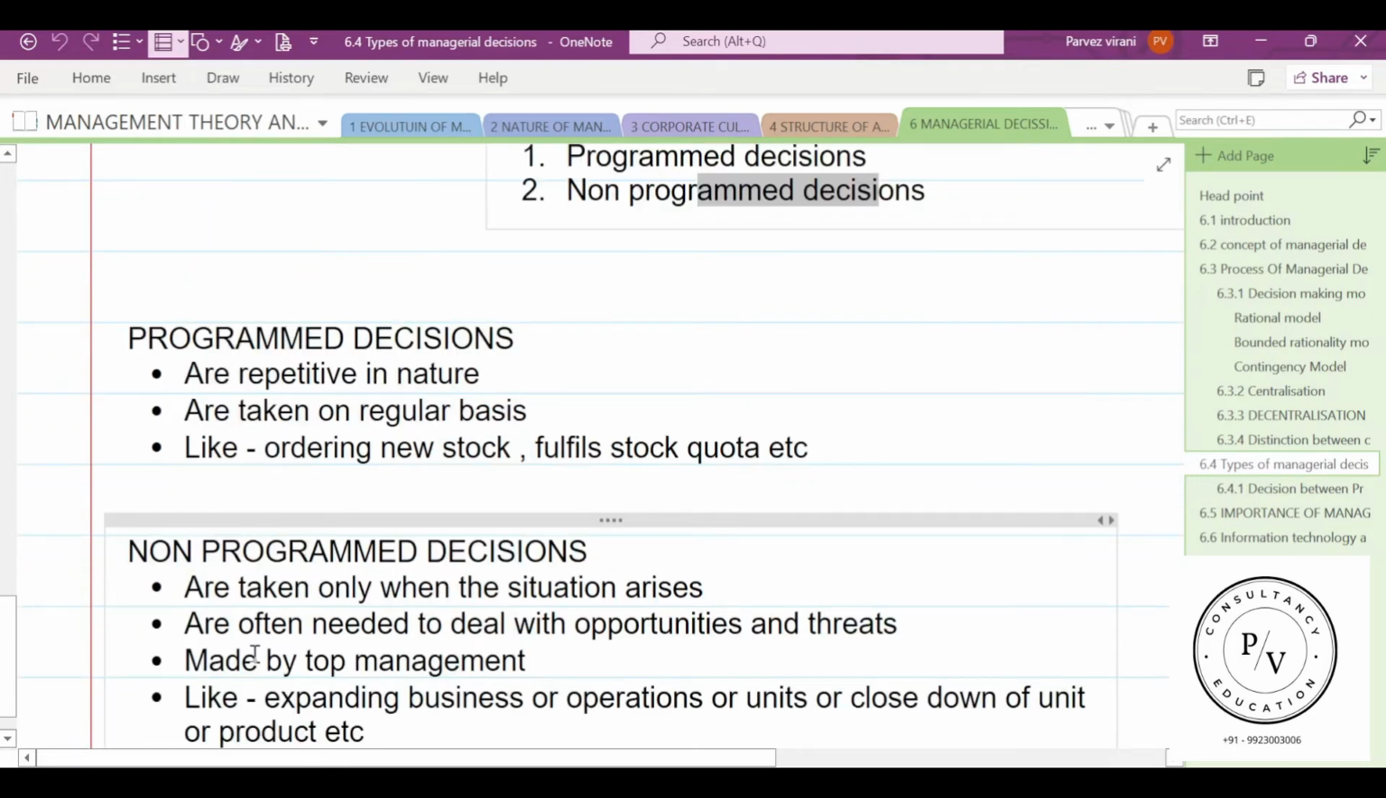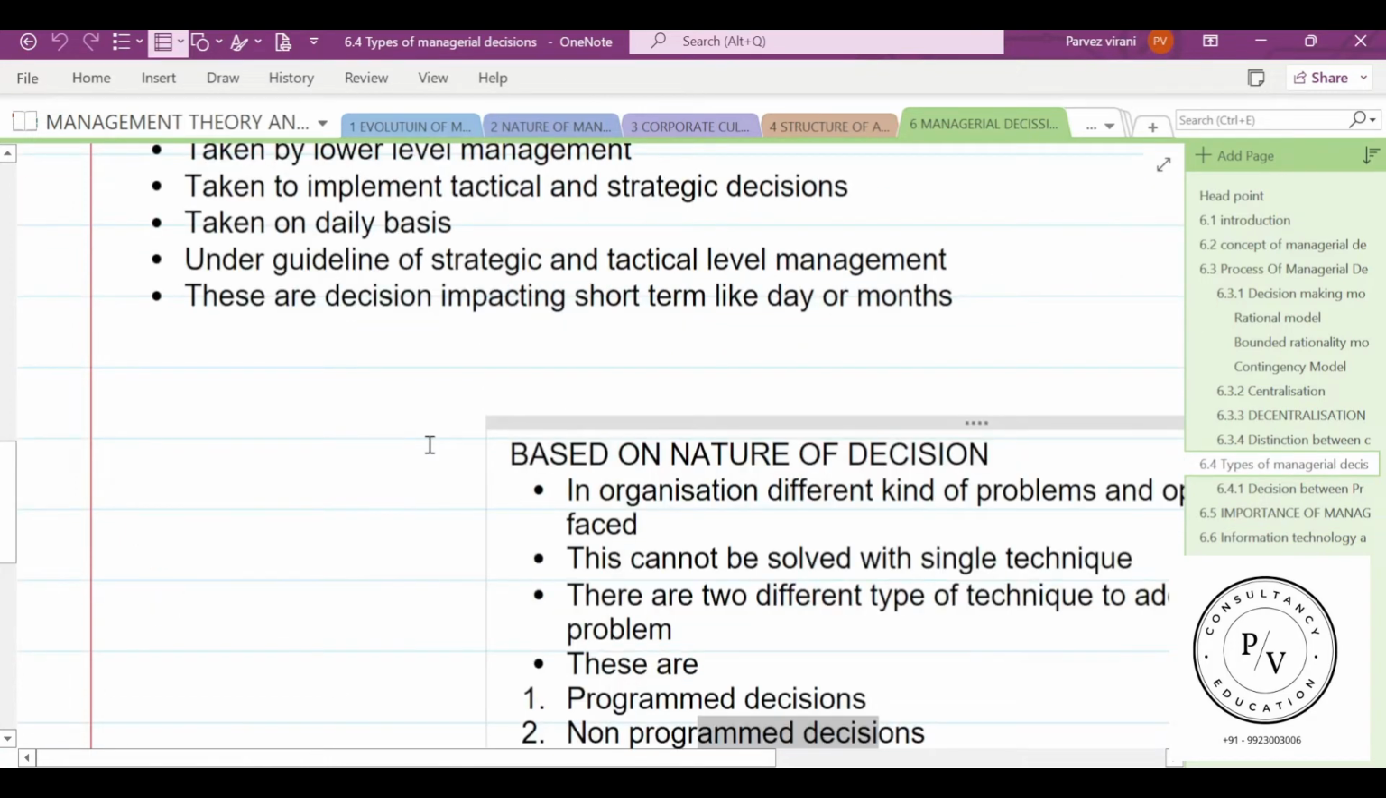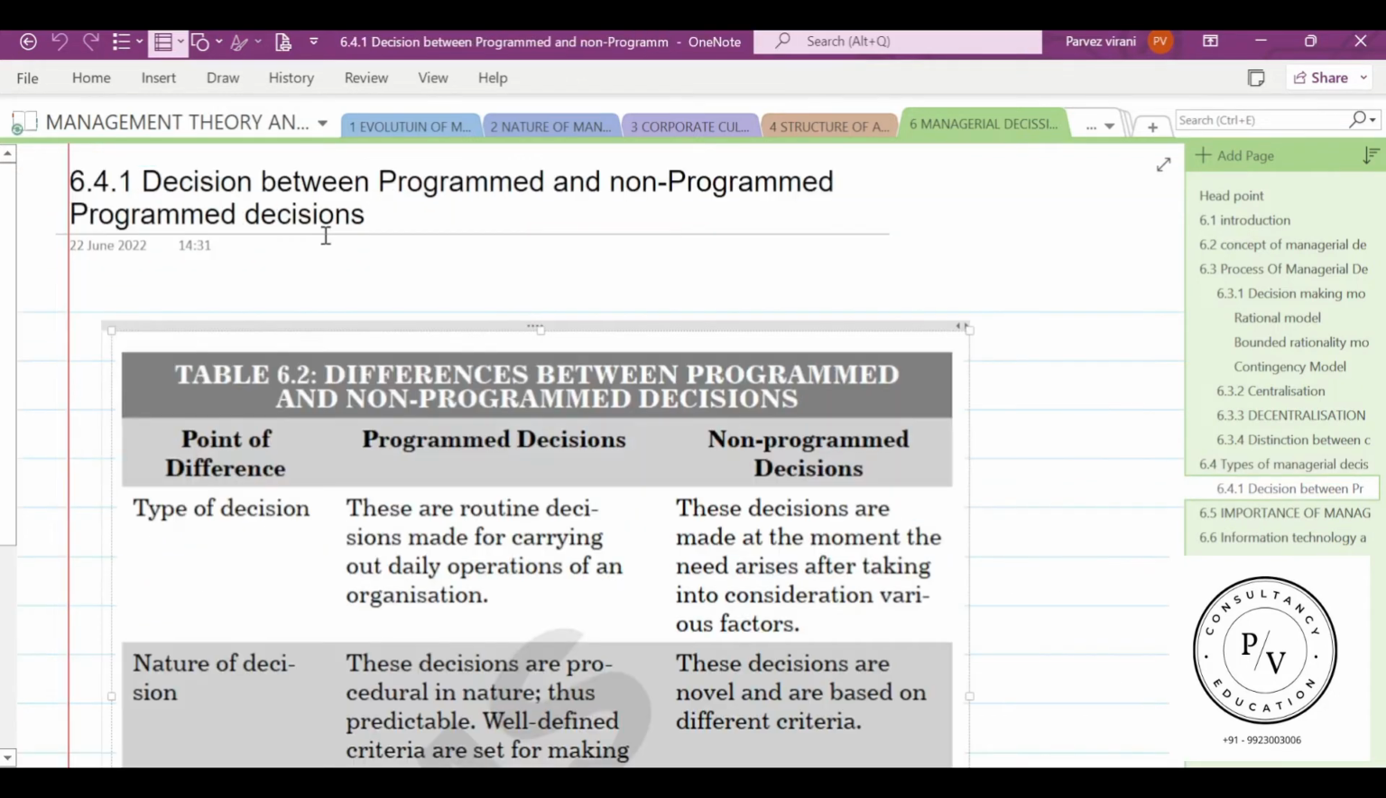So we can say a programmed decision is a part of an operational level decision or tactical level decision, whereas non-programmed decisions are a part of tactical and strategic. So it's a combination if we mix up both kinds of decisions. Decisions between the programmed and non-programmed. This should be distinctions, I'll correct it later.